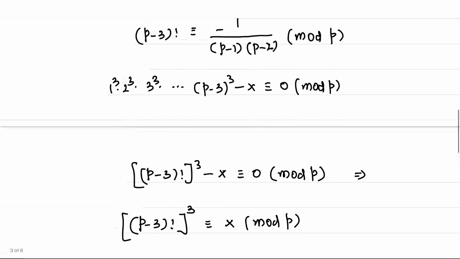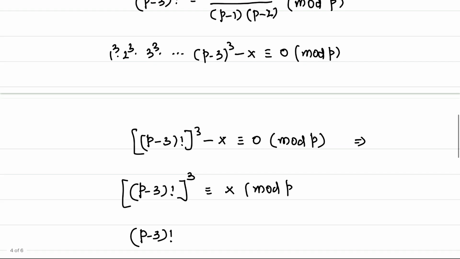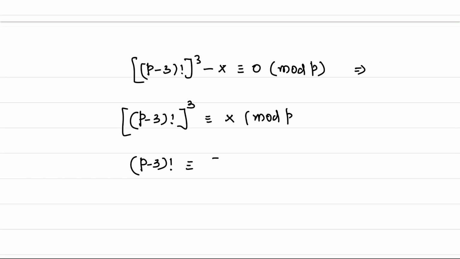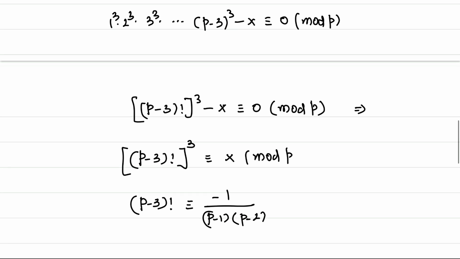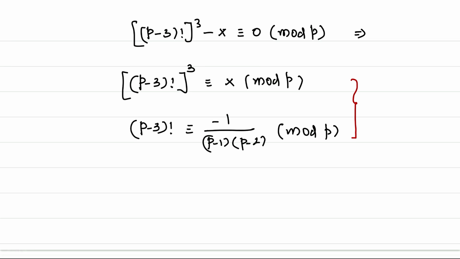And another equation what we have got? P minus 3 factorial from Wilson theorem is equivalent to minus 1 by p minus 1 into p minus 2 mod p. Are you able to follow? Please follow. This step is very, very important. Now, for the second equation, we will do something. We will cube it. What happens? Let us see.